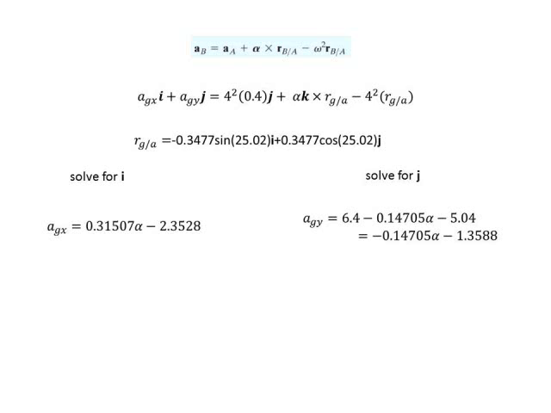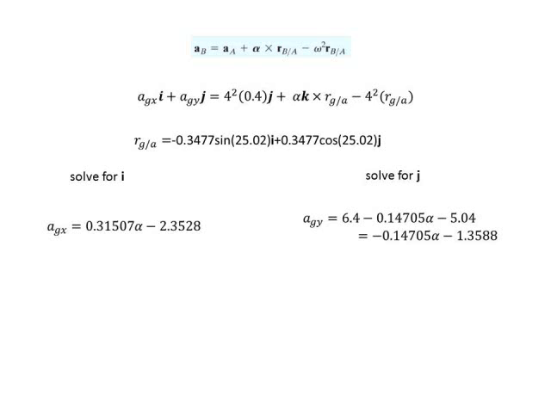Something else that I'll point out is that in the first part, where in the blue box it says a_A, in the equation underneath it, a_A is equal to 4 squared times 0.4 j. Now that is actually the equation for acceleration. So just make sure that you know where that came from.